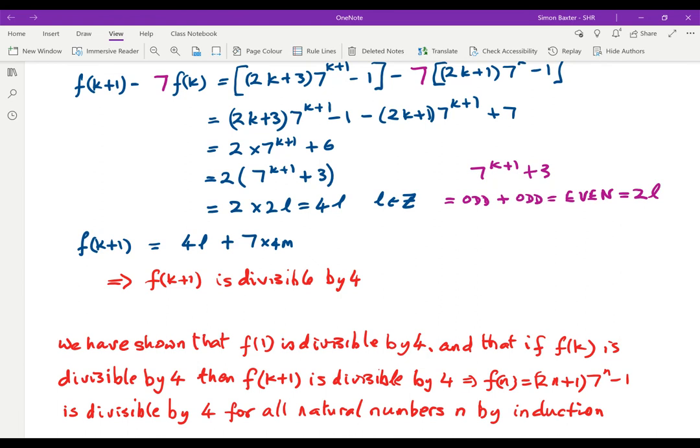We now write our usual paragraph at the end. We have shown that f(1) is divisible by 4, and that if f(k) is divisible by 4, then f(k plus 1) must also be divisible by 4. That means that f(n), which is 2 times n plus 1 times 7 to the n minus 1, is divisible by 4 for all natural numbers n by induction.